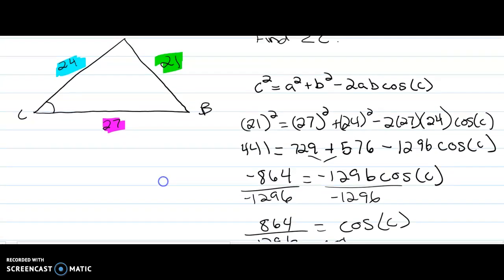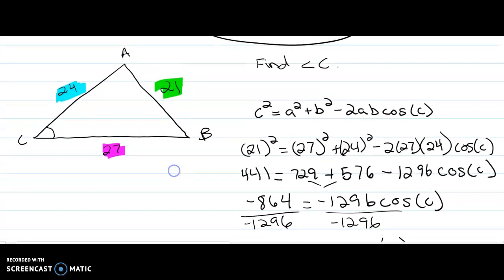So now let's say we wanted to solve this triangle and find every angle. Well, I found C. Now that I found one angle, I can go back and use law of sines. So when you're using law of cosines, we should only have to use it once. And then to solve for the other angles, we use law of sines. So that is law of sines and law of cosines.